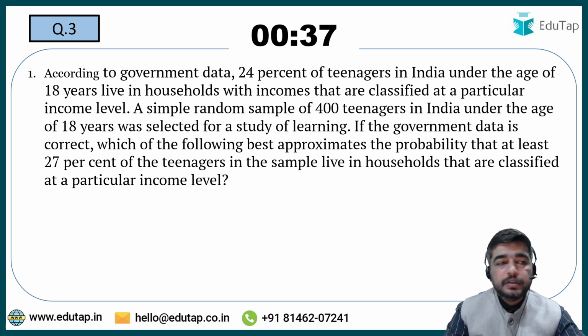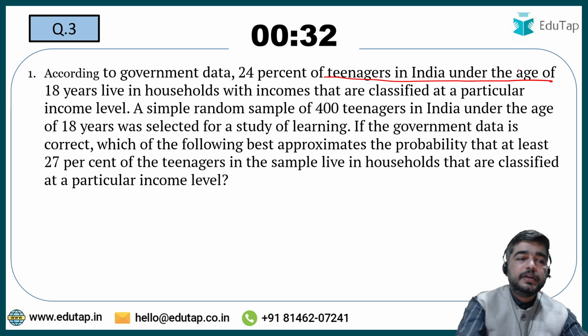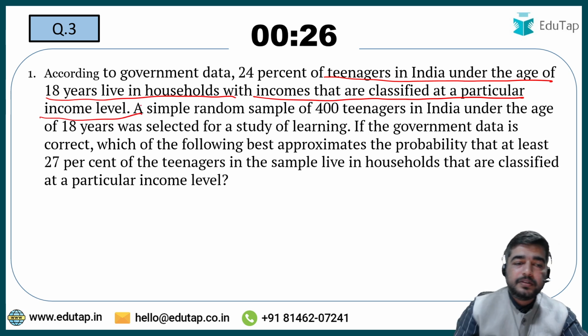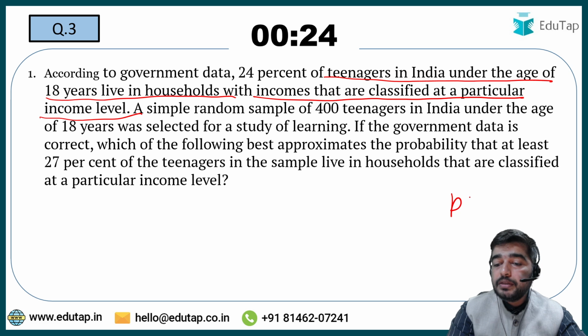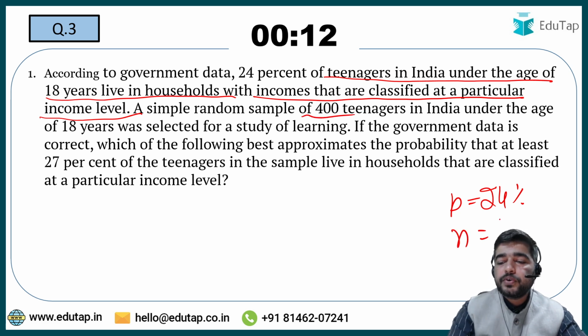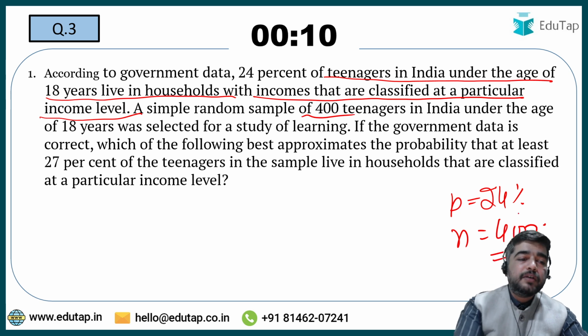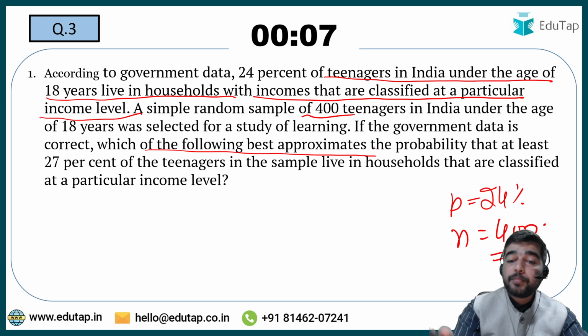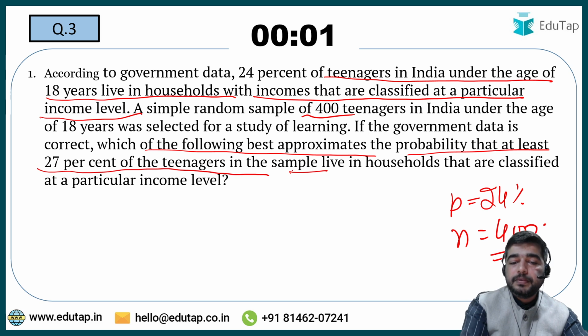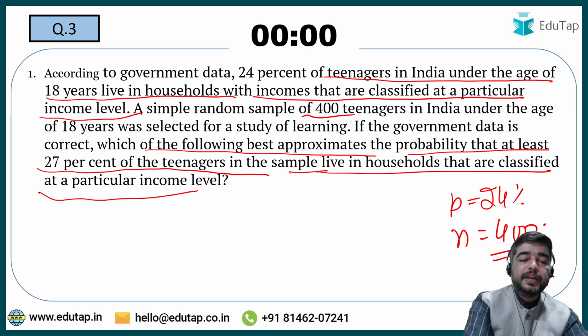Fine. Now this is data of household incomes. 24% of teenagers in India under the age of 18 live in households with income classified at a particular income level. So your population proportion is 24%. Your n is equal to 400. If the government data is correct, which of the following best approximates the probability that at least 27% of teenagers in the sample live in households classified at a particular income?